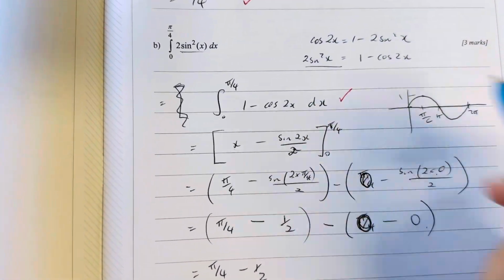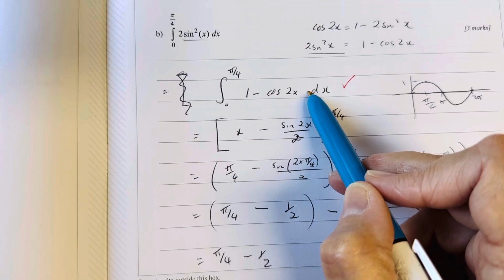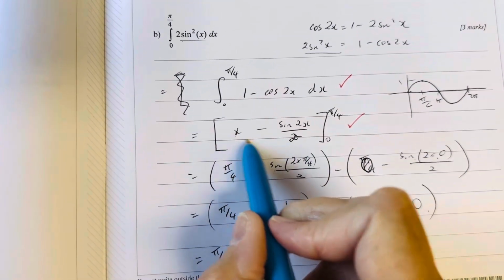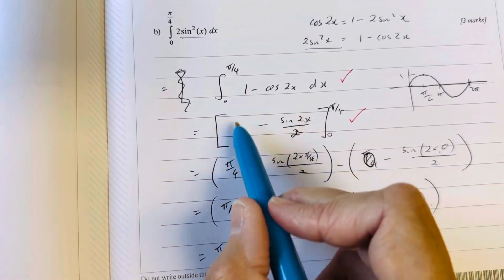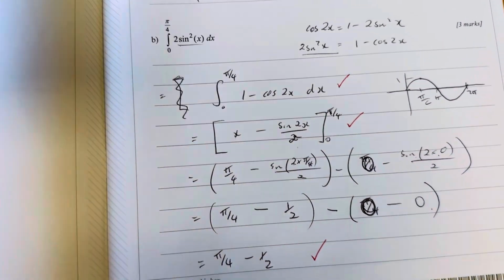You got a mark for doing that substitution for the 2 sine squared is 1 take cos 2x. You would have got a mark for integrating this correctly, so to the x and the sine 2x on 2, and then a mark for calculating the correct answer.